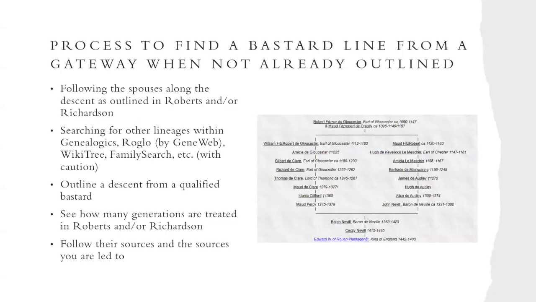So if you have a known gateway and want to find a qualified bastard and it's not already outlined, the general process is following the spouses along the line. You can search other lineages online with a degree of caution, such as Genealogics by the late Leo van de Pas, Roglo by Gene Webb, WikiTree, or even FamilySearch to outline a descent from a specific bastard. Then see how many generations are treated in Roberts and or Richardson, and follow the sources and other sources that you are led to. Once you feel reasonable that there are no obvious hiccups or roadblocks, submit the lineage to us to get an application and go from there.